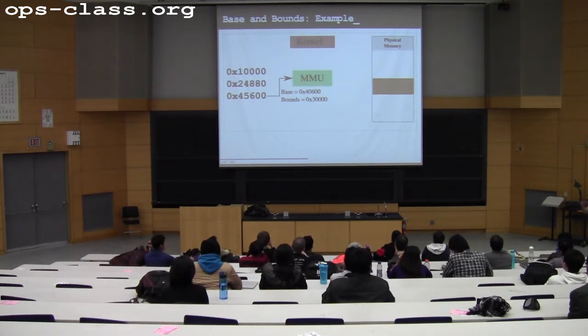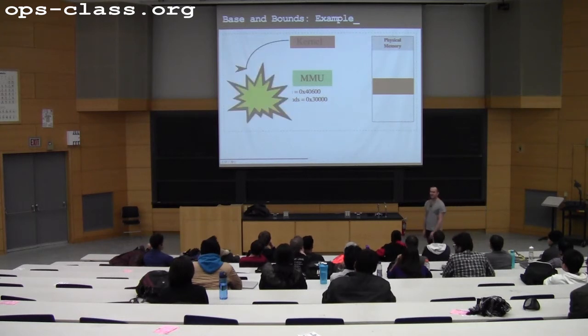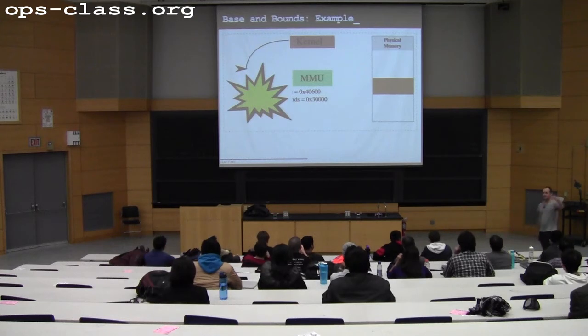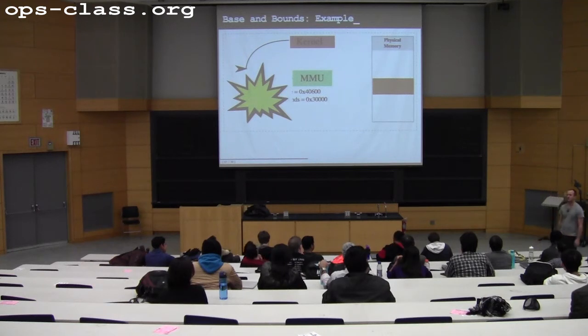What happens when the process tries to translate it? And so what happens? Boom! Cartoon explosion, right? This is an invalid address. The operating system is going to be notified. The MMU is going to say there's an exception here. This process tried to translate an address it doesn't have access to, and the operating system could do what it wants with that process at that point.